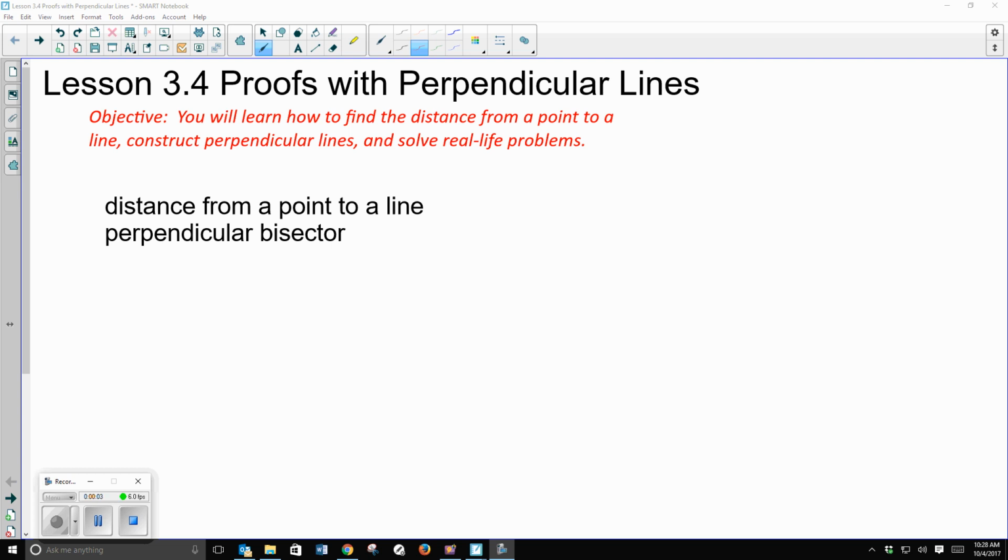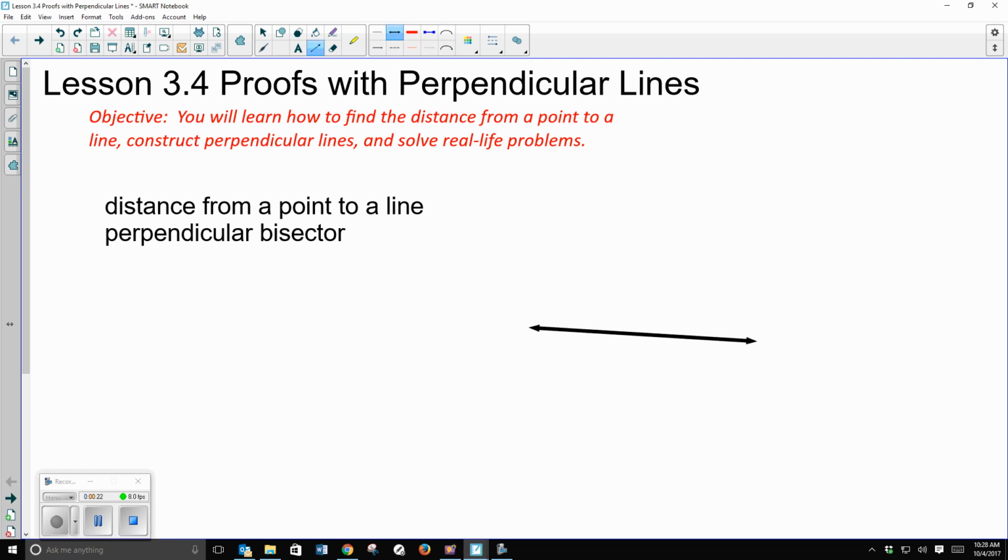In today's lesson 3.4, proofs with perpendicular lines, you'll learn how to find the distance from a point to a line. We're supposed to construct perpendicular lines, but we'll wait till Friday before we do that, and we'll solve real-life problems. First, let's talk about the distance from a point to a line.